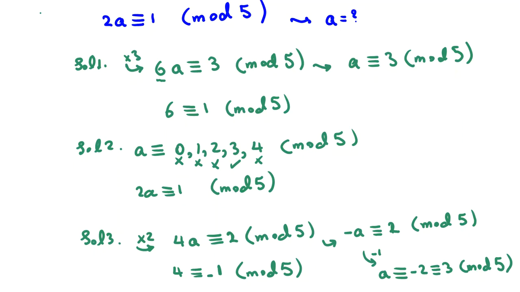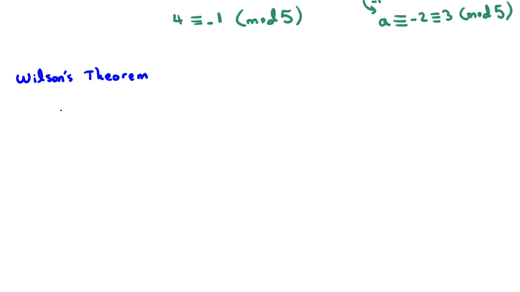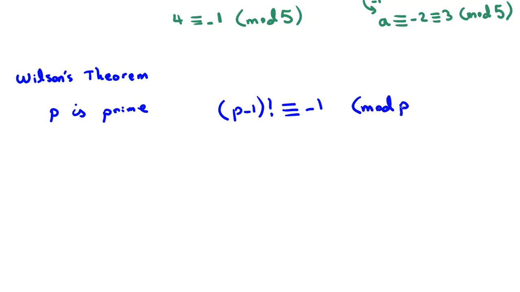So we are ready to see what Wilson's theorem is. Wilson's theorem says, suppose P is prime, then P minus 1 factorial mod P is negative 1. Look, in this video, I don't want to prove Wilson's theorem. I just want to check some numbers to understand and use that.